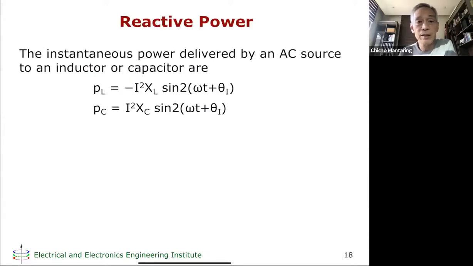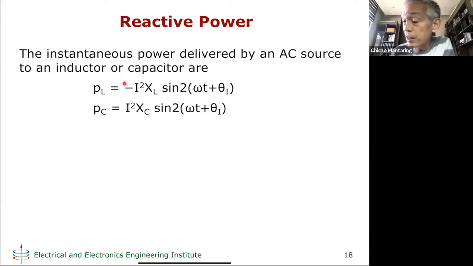Reactive power. The definition of this is a little bit esoteric. This is the instantaneous power delivered to your inductance or your capacitance. Your reactive power is the coefficient of this sine term. That is your reactive power.